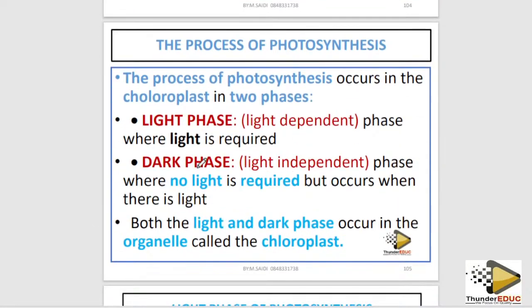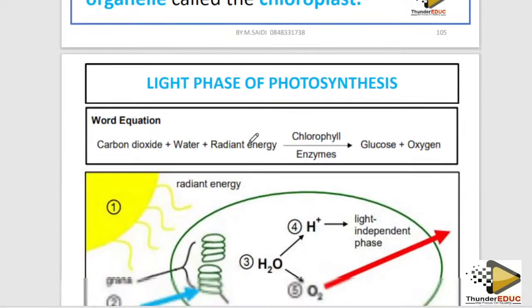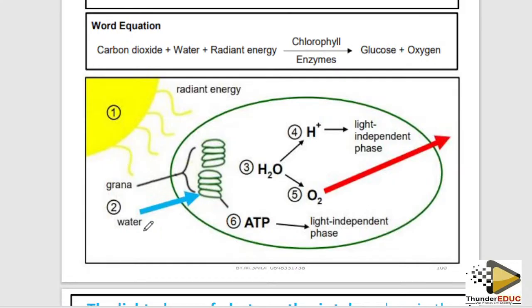Let's go to the light-dependent phase, the phase which requires light, and the dark phase, what you call the light-independent phase, the phase that doesn't require light. What happens in the light phase and what happens in the dark phase? In the light phase, the first thing which occurs is the light will be trapped by the thylakoids, the grana. This is called the light phase. Light phase occurs in the grana, while the dark phase occurs in the stroma.